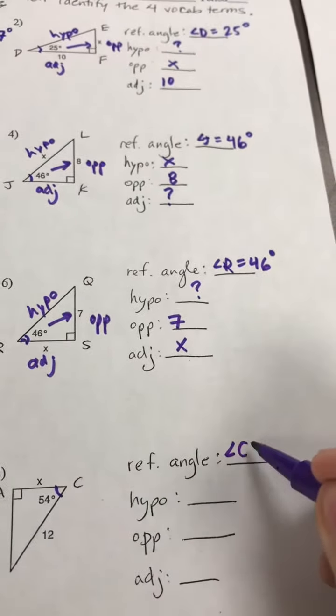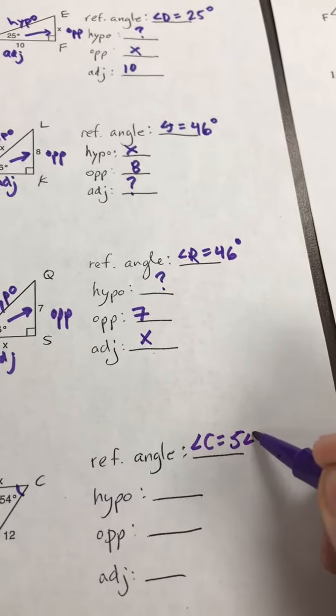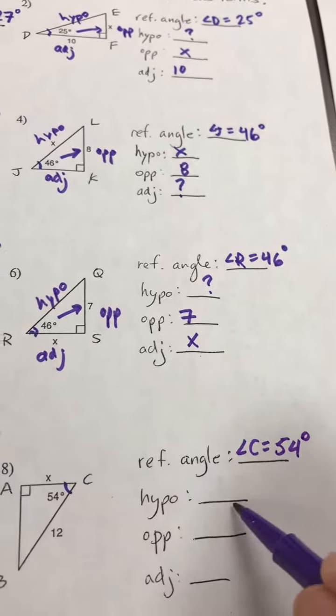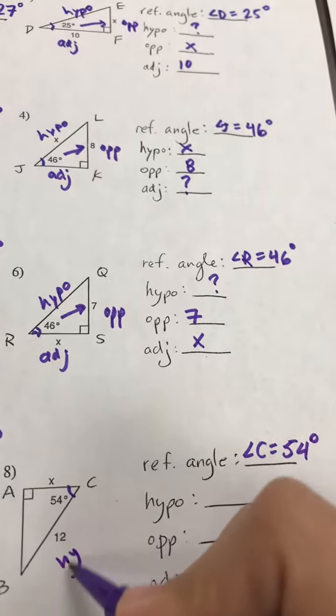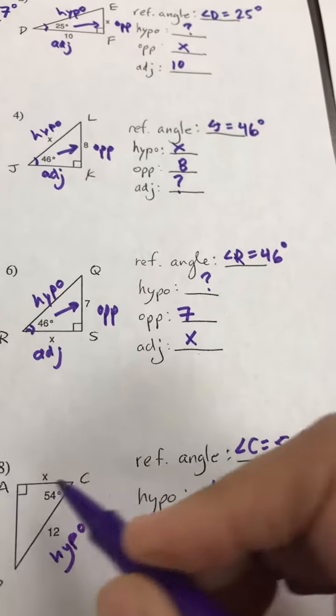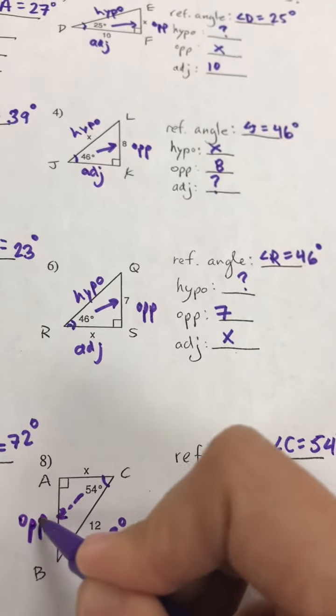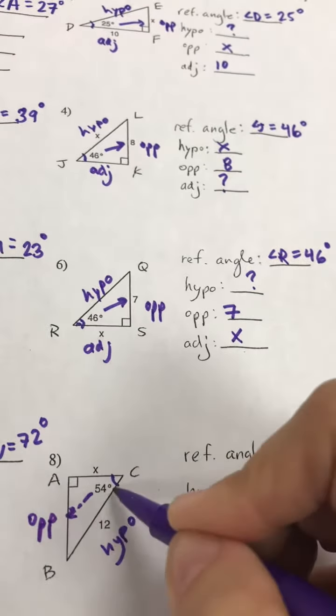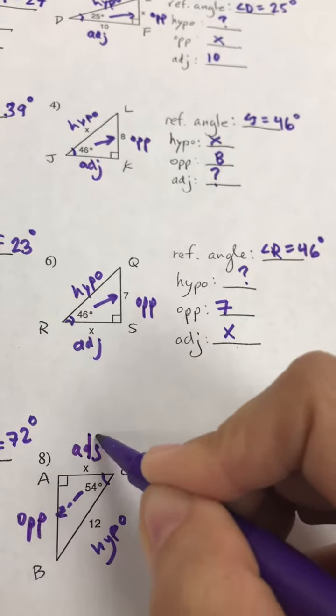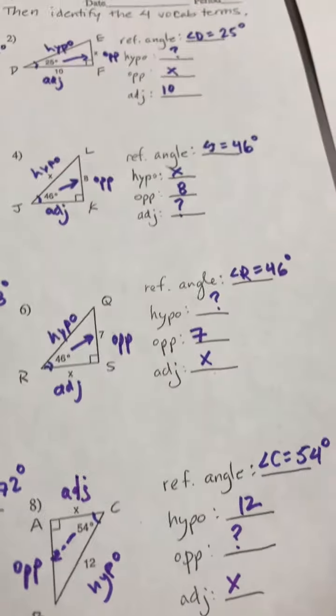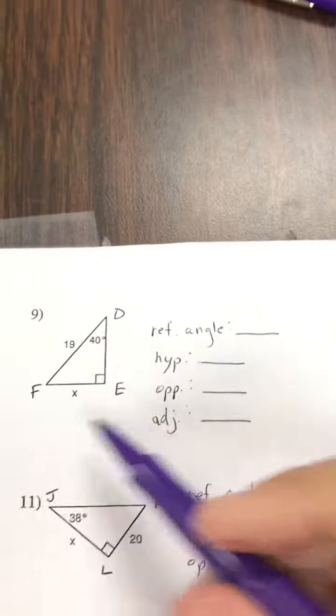My reference angle is angle C, and it measures 54 degrees. My hypotenuse is still opposite the box, and it has a number 12 on it. The opposite side, I'll label opposite, nothing's on there, and the adjacent side happens to have an X.